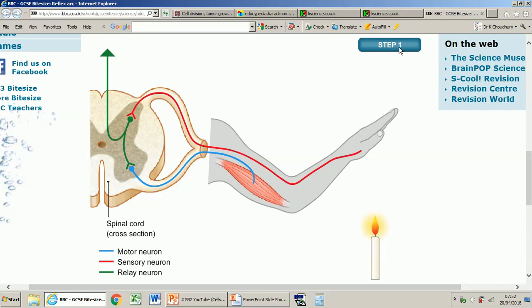So in the exam, if it's a reflex arc, you don't have to mention the part of the brain, but do understand that impulses still get sent to the brain for other responses, such as the fact that you've understood that there was a danger.